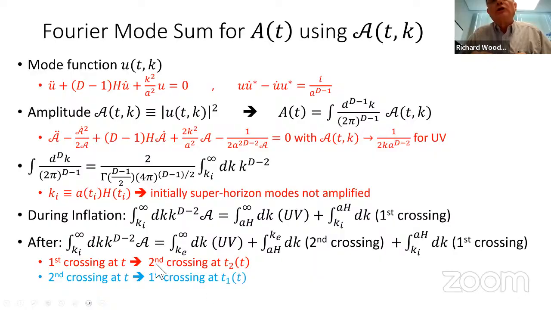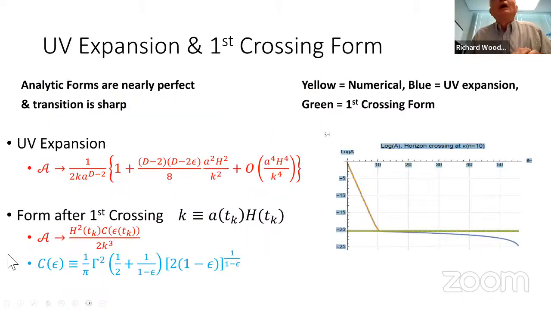And very important functions are T1 and T2. So T2 is if something undergoes first horizon crossing at time T, then its second horizon crossing will be T2 of T. And T1 is that if it undergoes second horizon crossing at T, its first horizon crossing time would be T1. Okay, so let's go on.